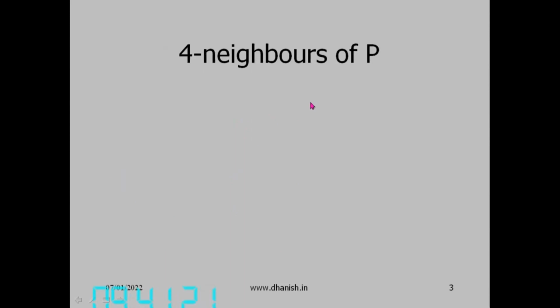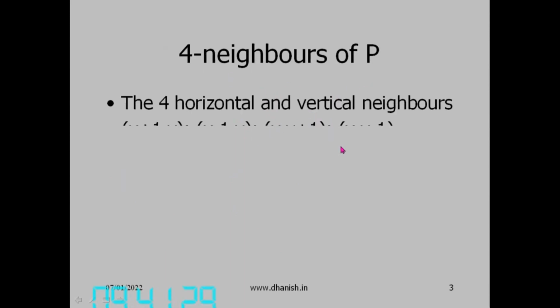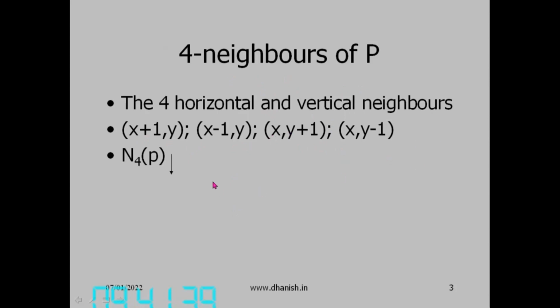So different algorithms make use of different types of neighbors. The 4 neighbors of P are the 4 horizontal and vertical neighbors: (x plus 1, y), (x minus 1, y), (x, y plus 1), (x, y minus 1). This is denoted by the symbol N4 of P, that is, the 4 horizontal and vertical neighbors of P.